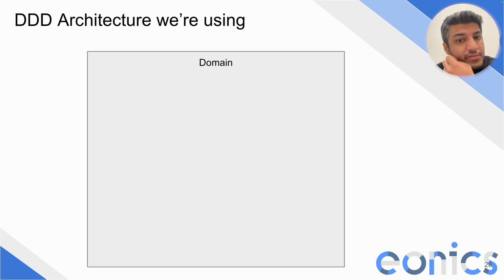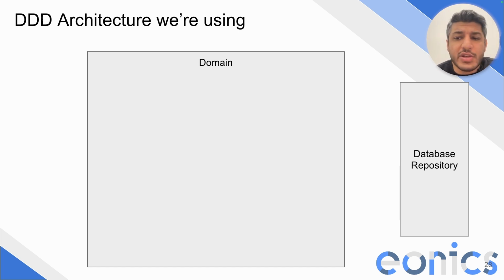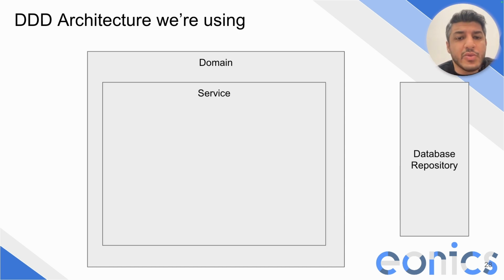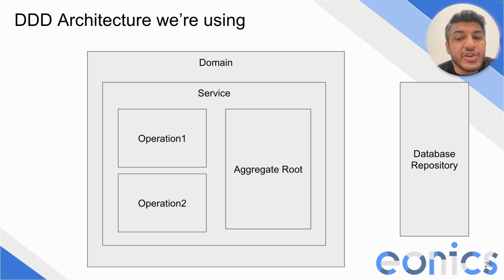So how does DDD architecture work? We have the domain, we have the repository, then we have the service, in one of our services at least in our domain, and then we have different operations, and we have our aggregate root, which is basically a class. The operations could access the operations in the aggregate root. So these are the methods in the aggregate root. Our operations, which could be classes, could access the methods in the aggregate root associated with that operation.